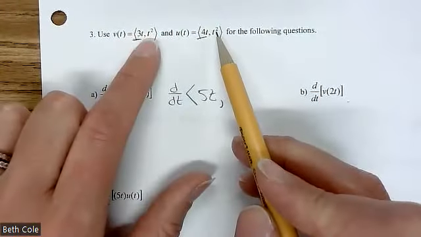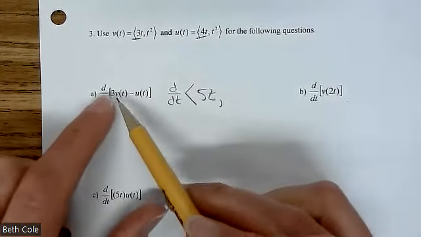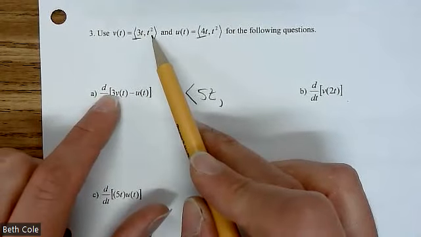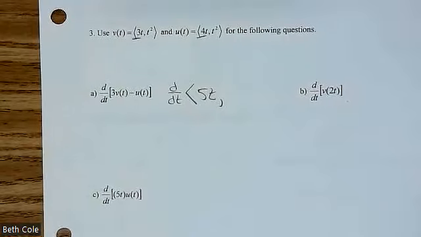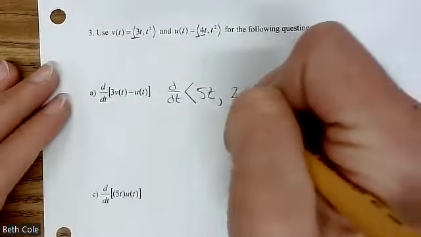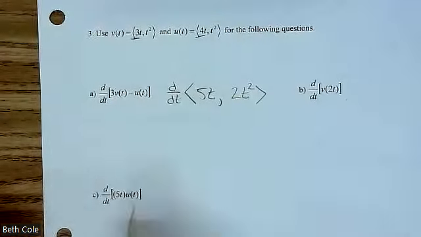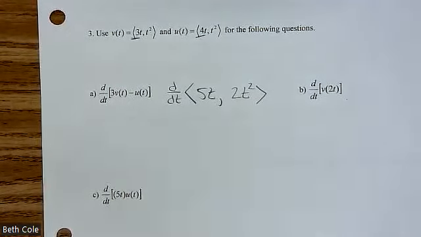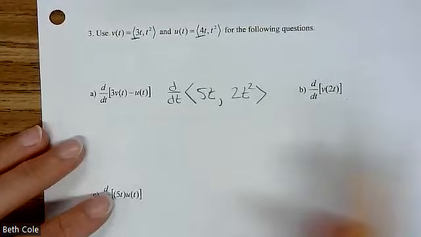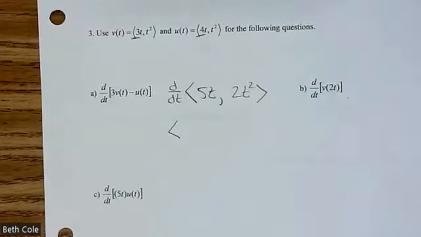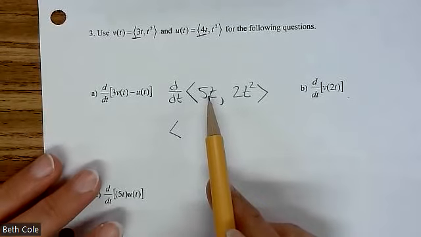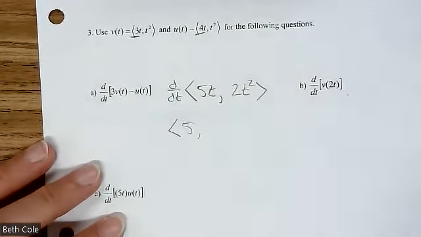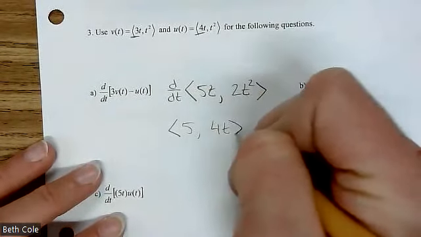Now we're going to do the second one. So we're looking at these second parts. So we're going to multiply 3 times this one, that'd be 3t squared, and then minus this one would give us 2t squared. So it's 3 times v minus u. I just always do the first parts and then comma and then do the second part. And then we're just going to do the derivative of that. So that would give us what? Yep, 5, comma, 4t. That's it.